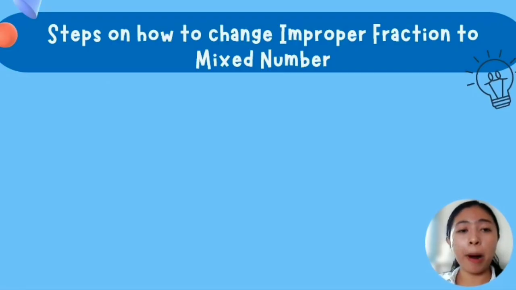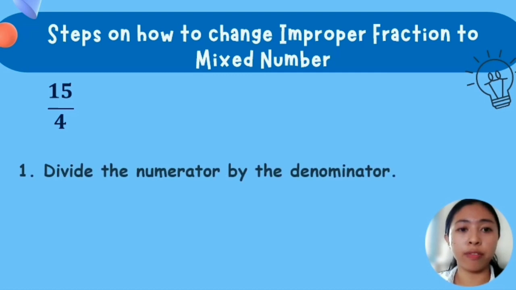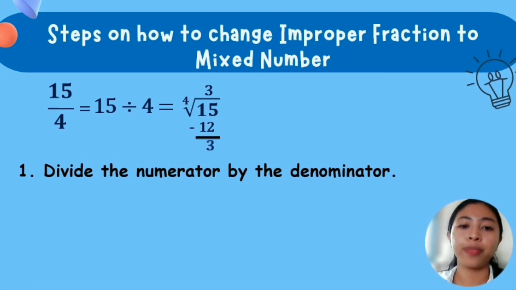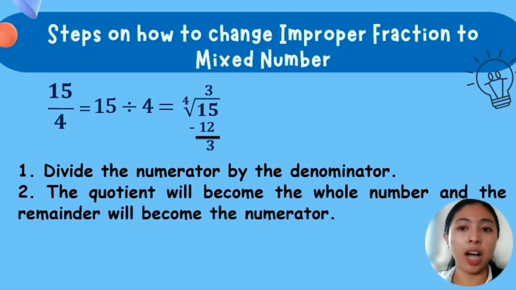So the given improper fraction is 15/4. 15 is greater than 4, so it is an improper fraction. The first step is to divide the numerator by the denominator. Divide the numerator, which is 15, by the denominator, which is 4. So 15 divided by 4, or we can express it like this. 15 divided by 4 is equal to 3. Then multiply 3 times 4 is equal to 12. Then 15 minus 12 is equal to 3. There is a remainder of 3.